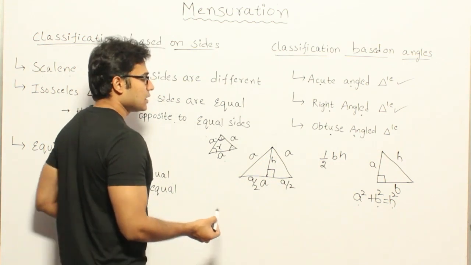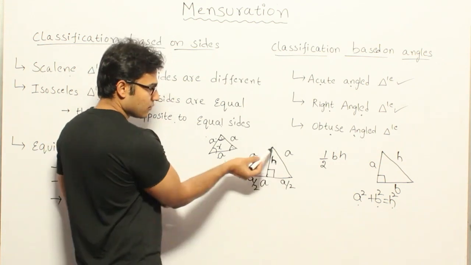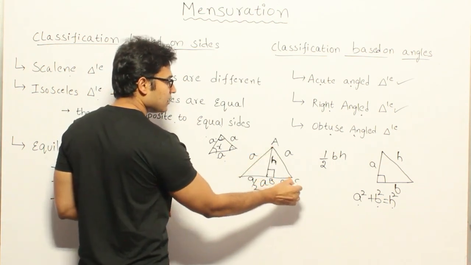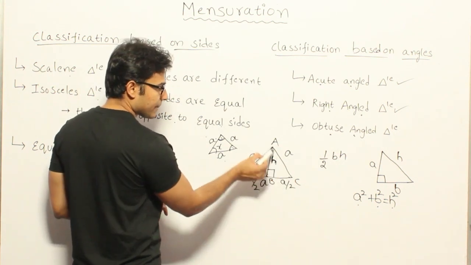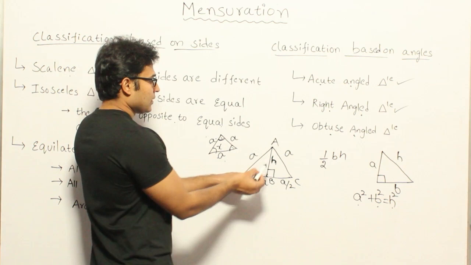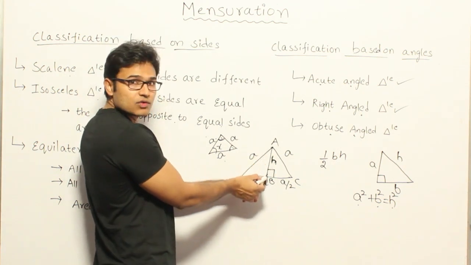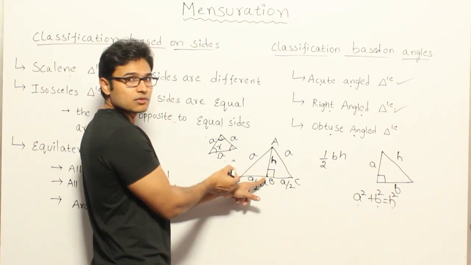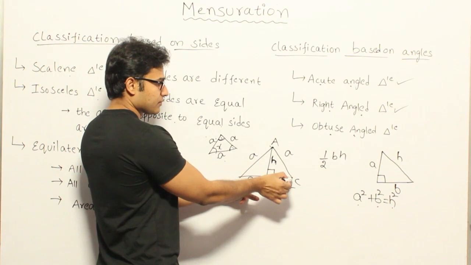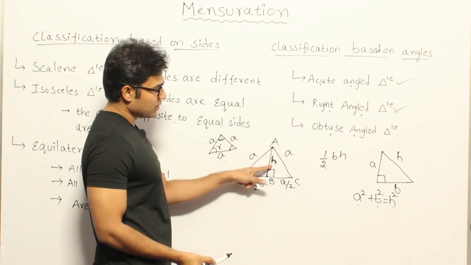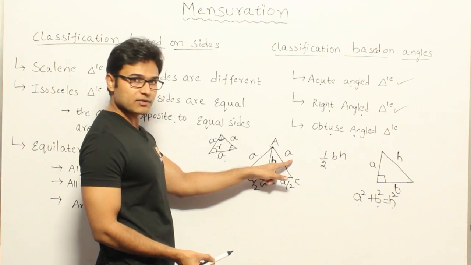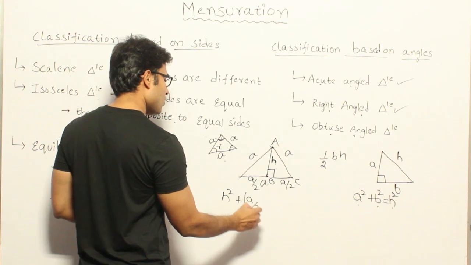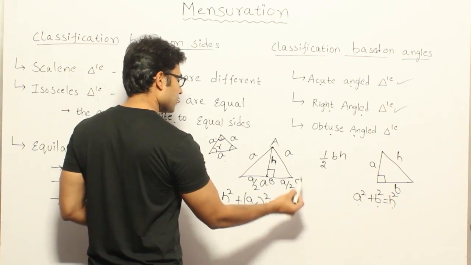Now according to the Pythagoras theorem, if you can see this right angle triangle, let us say ABC, this one is going to be a side whose length is H, as well as this one is going to be a side BC whose length is A by 2, and this one is going to be the hypotenuse whose length is A. So H square plus (A by 2) whole square equal to A square according to Pythagoras theorem, right?